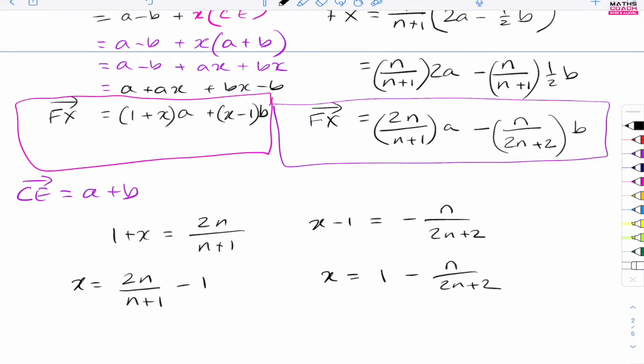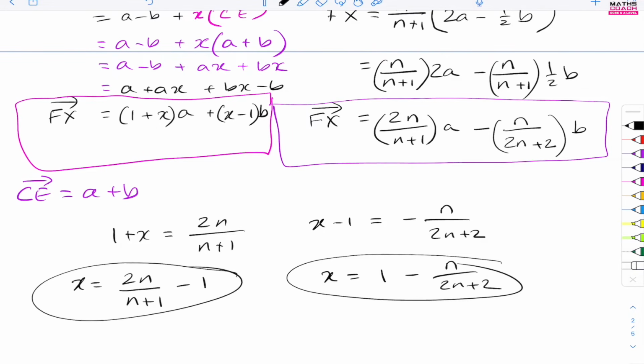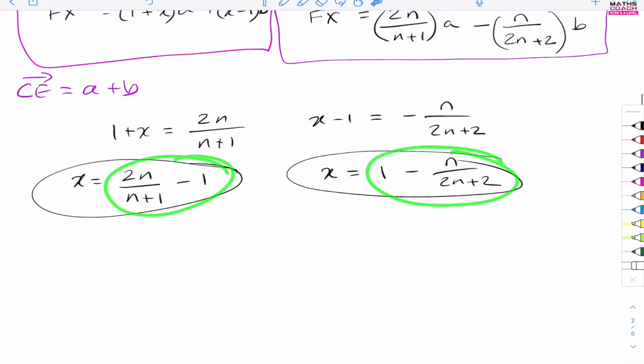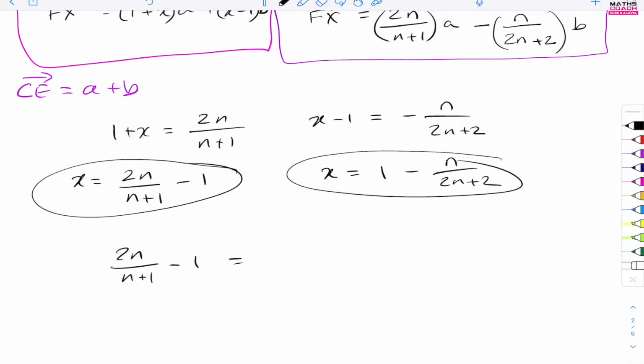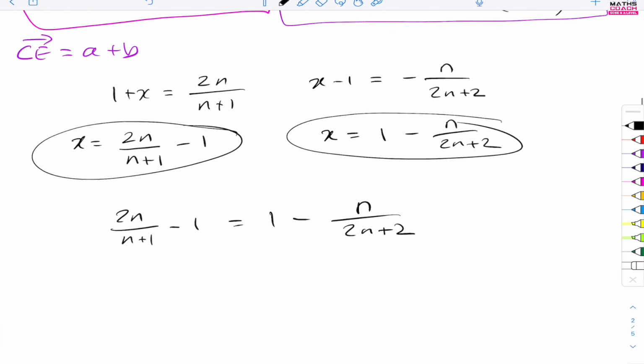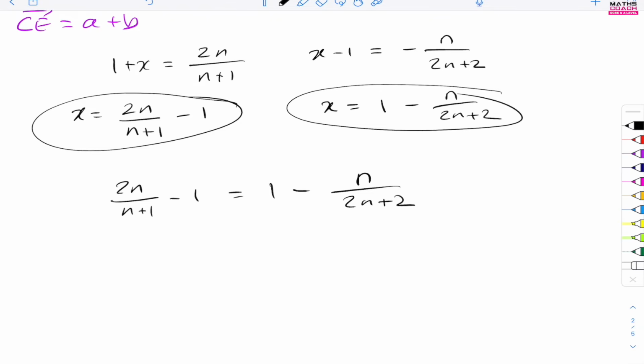Now that we have them both as x's, we can equate the two. We can make this equal to that. So that would be 2n over n plus 1 minus 1 is equal to 1 minus n over 2n plus 2. And we just have to solve this. We can solve this in whichever step you want to take first. It's totally up to you. You could choose to take the 1 onto this side, or the other way around is completely fine, or you can multiply by n plus 1.